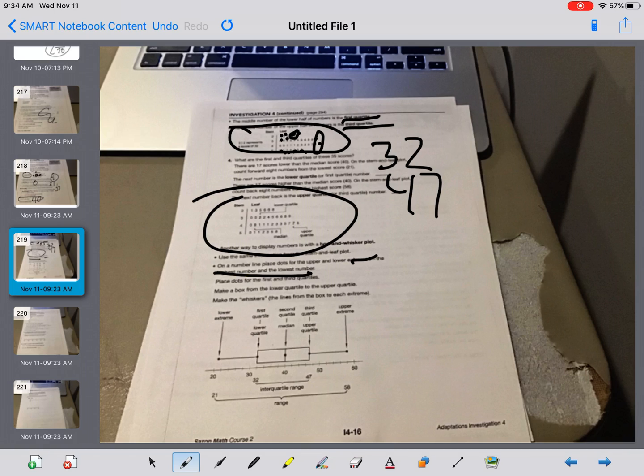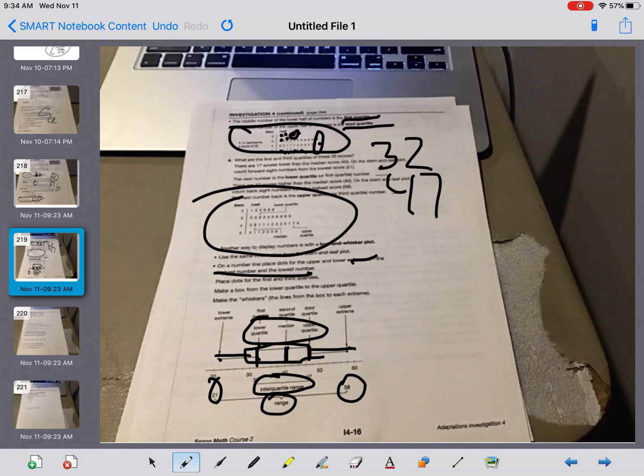It says, place dots for the first and third quartiles, make a box from the lower quartile to the upper quartile, make the whiskers, which are lines from the box, to each extreme. So they just did this on the bottom here, guys. So they put a dot, the lower extreme, where the 21, the first number. They put a dot up here at 58, the biggest number. We already did math to figure out median 40, lower quartile 32, upper quartile 47. And you just create a box around it and draw lines out.